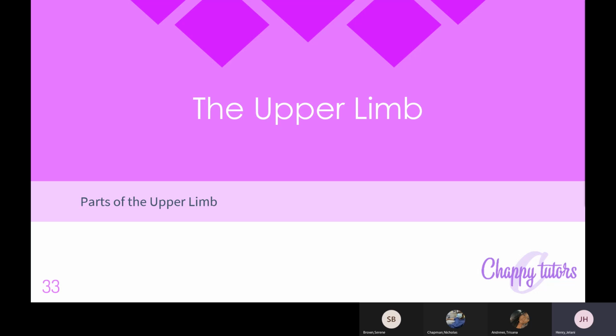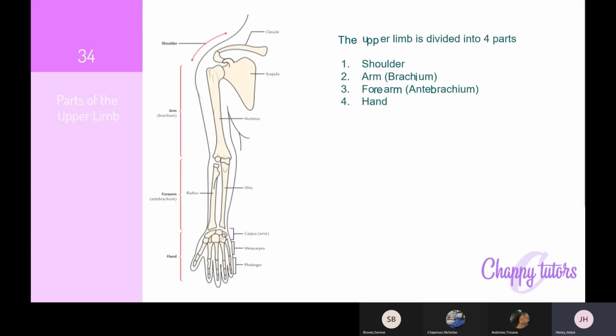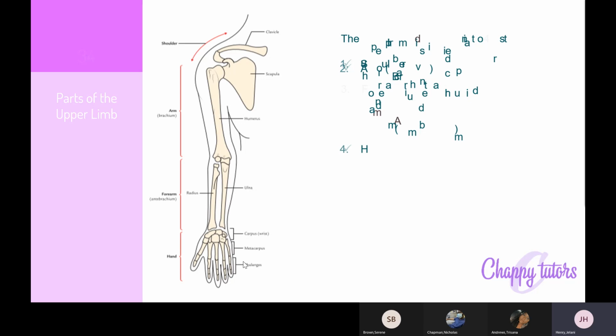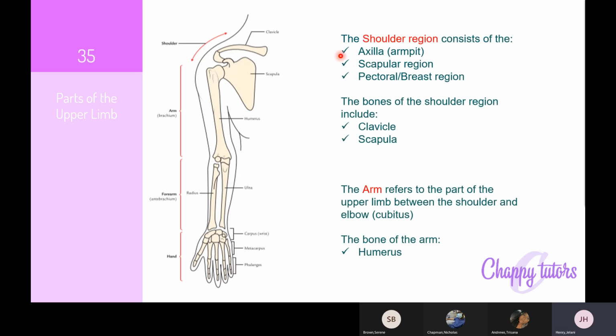Right. Now we're going into the different parts of the upper limb, right? So the upper limb, for descriptive purposes, is divided into 4 parts. You have the shoulder region, you have the arm here, the forearm, and then we have the hand. The shoulder region consists of the axilla, or your armpit, the scapular region, which is posterior, and your breast or pectoral region anteriorly. The bones of the shoulder region are the bones of the pectoral girdle, or the shoulder girdle, the clavicle, and scapula.